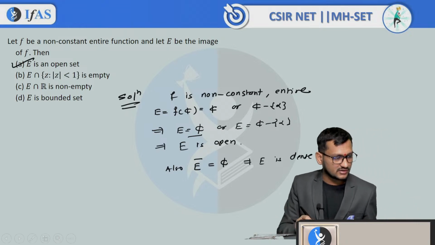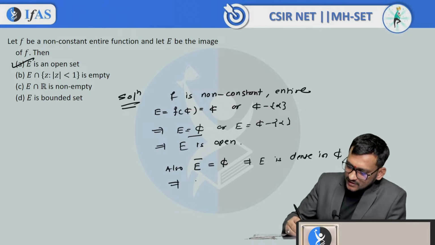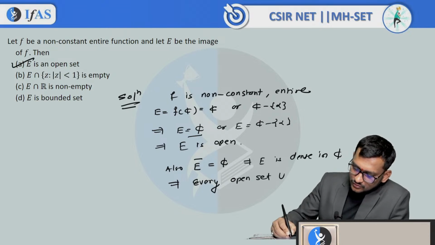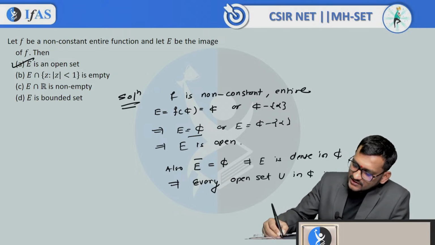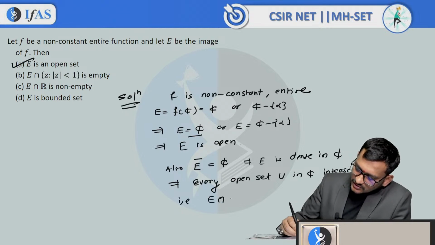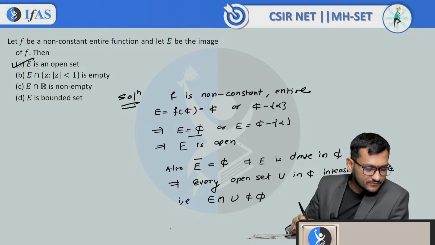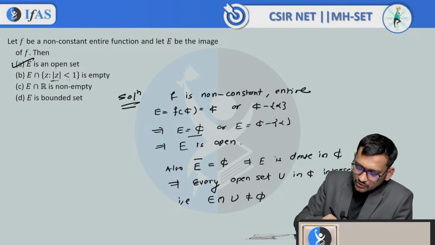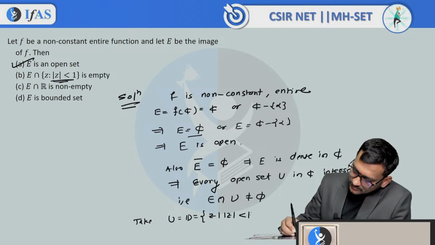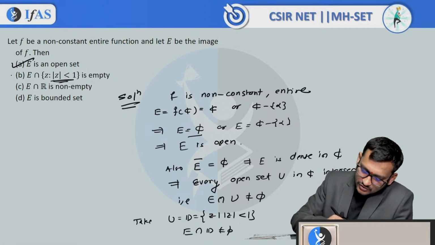And by the definition of a dense set, can I say that every open set U in C intersects with E? That is, E intersection with any open set will always be non-empty. So in particular I can take the unit disk, take U equals the open disk D, then E intersection with this D will also be non-empty. So this option is incorrect.